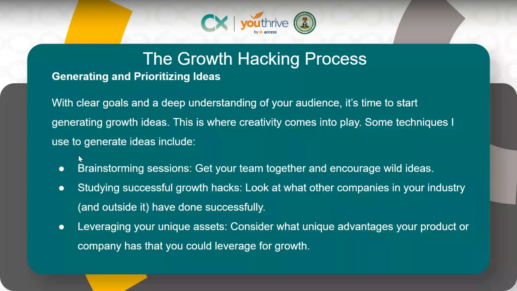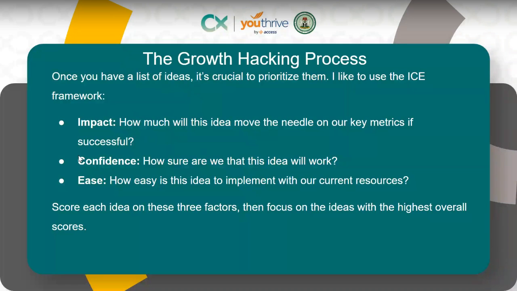Very important. Next is then leveraging your unique assets, considering what unique advantage your product or your company has that you could leverage for growth. So there has to be something, a unique value proposition that your company has, that your product has, that you can expound on and leverage for growth. All right. So once you have a list of ideas, it's crucial you prioritize them. Then remember we talked about the prioritization techniques, the ICE, RICE, and several techniques that we spoke about for prioritizing ideas.